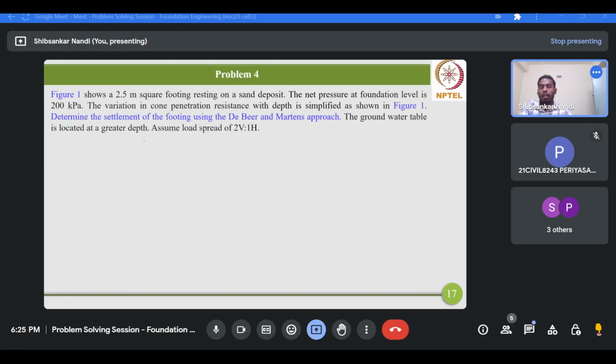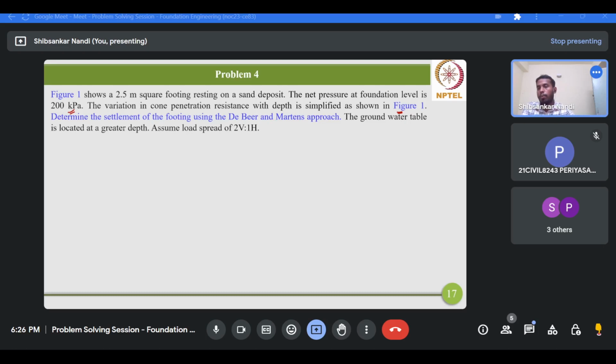Now we'll take another problem for calculating the elastic settlement for a sand deposit, utilizing the data of an in situ test. So figure 1 shows a 2.5 meter square footing resting on a sand deposit. The net pressure at foundation level is 200 kPa. The variation in cone penetration resistance with depth is simplified as shown in figure 1. Determine the settlement of the footing using the De Beer and Martens approach.